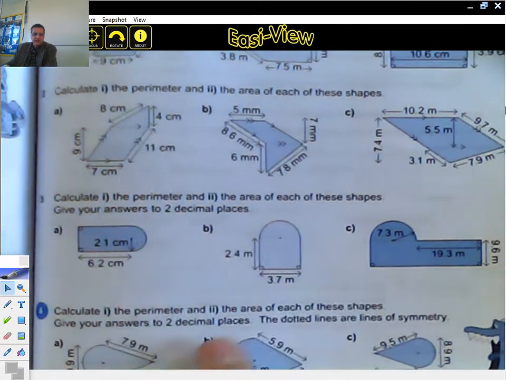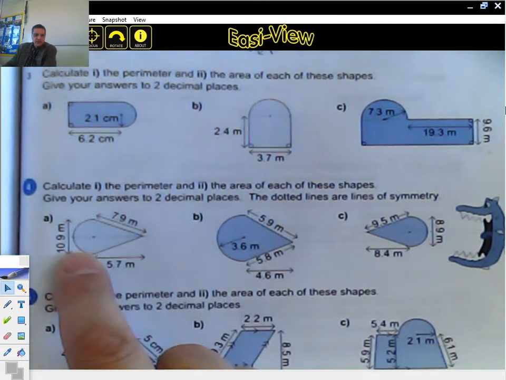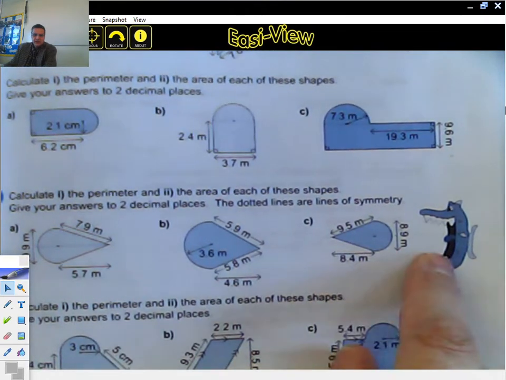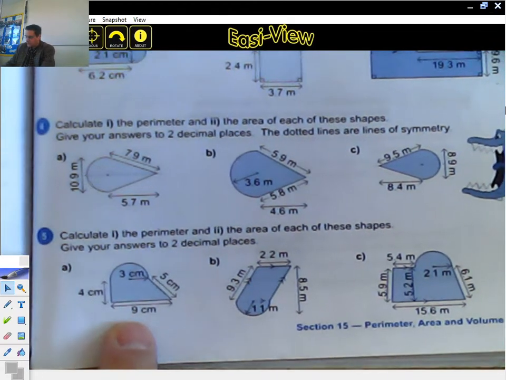So 3A, 3C, and this is a triangle stuck to a semicircle. That's another triangle stuck to a semicircle, and that's some sort of gremlin thing. 5A, let me talk you through it.